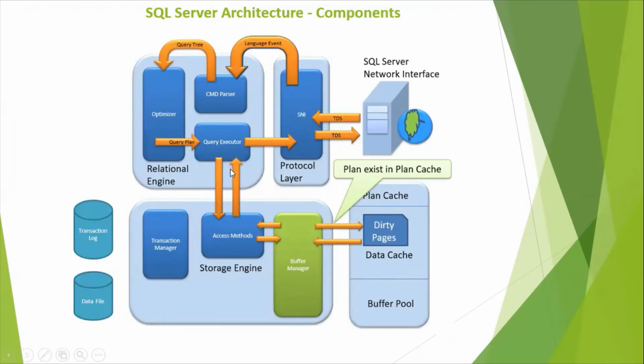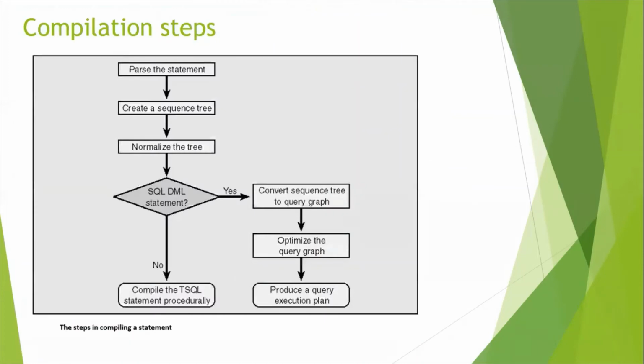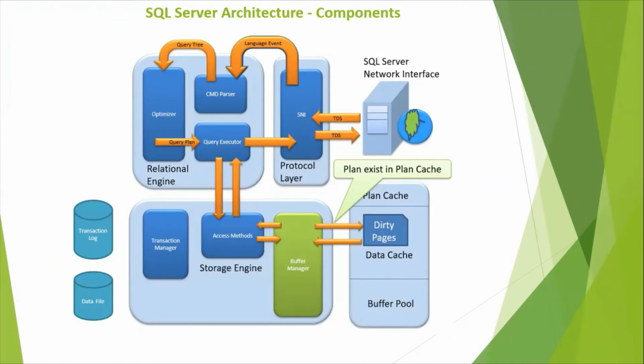So it generates a plan based on the statistics, or based on the optimization level, right? Who generates a plan? The optimizer will generate a plan of that query, right? The optimizer generates a plan, and the plan will be stored in the plan cache for later usage. And then the optimizer will send that execution plan or query plan to the query executor.